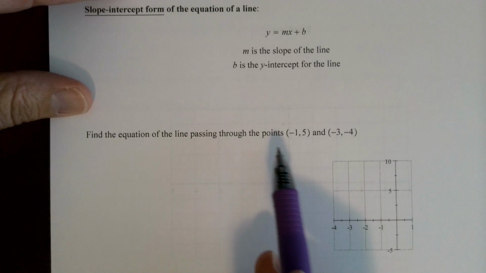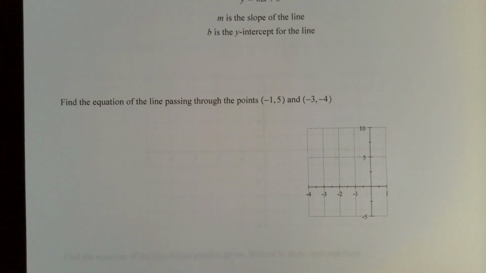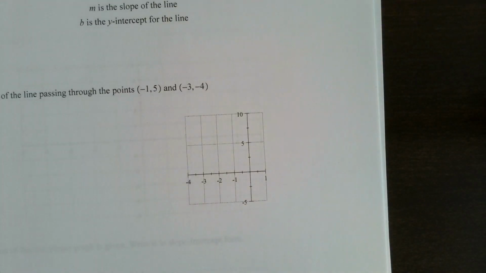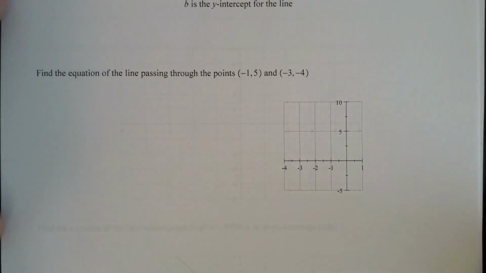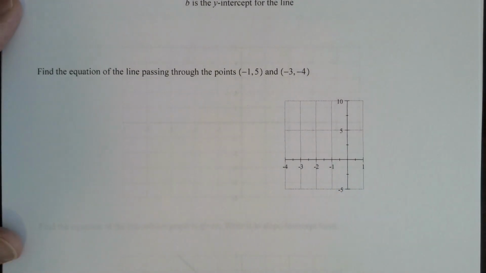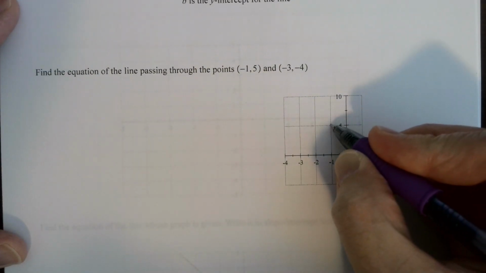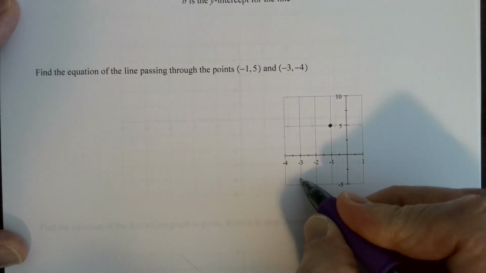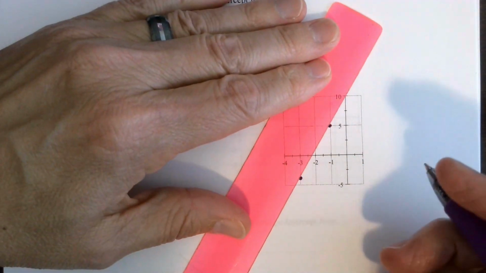Find the equation of a line passing through the points negative 1, 5 and negative 3, negative 4. To do this, it is helpful to sketch the line first, just so you have a reasonable expectation for what you should get for the equation, in particular the slope. So let's plot this point. Negative 1, comma 5 is going to be right here, and negative 3, comma negative 4 right about here. And so I can draw this line.